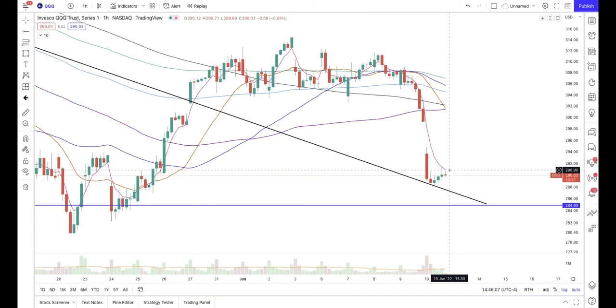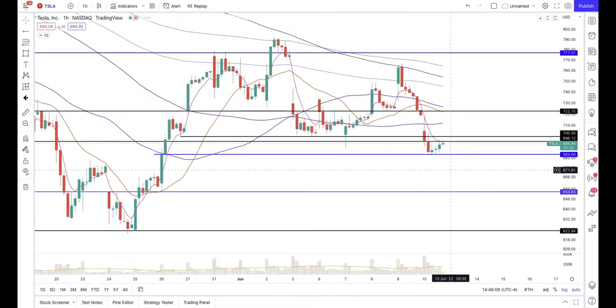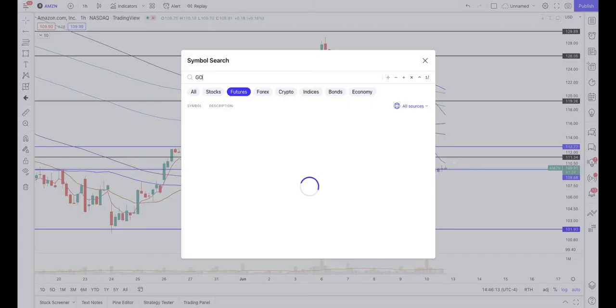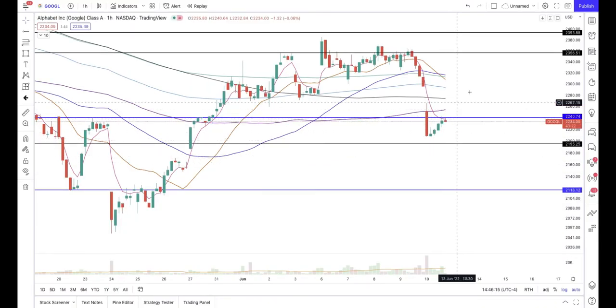So in this case, it would be the Qs, it would be Tesla, it would be Amazon, which isn't there yet, it would be Google, which is there and it's failing. Those are the favorite types of setups.